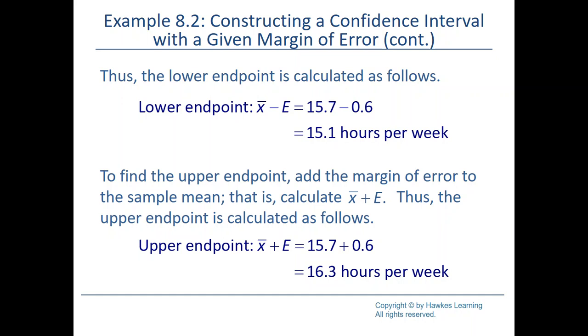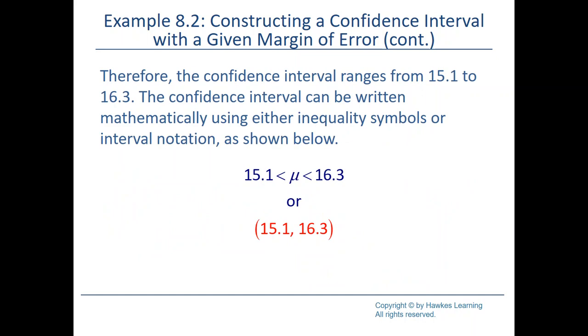Okay, so I have my low and I have my high, and we're basically 95% confident, because that's what they told us. So therefore, our confidence interval ranges from 15.1 to 16.3, and our confidence interval can either be written as a mathematical inequality statement or in interval notation.